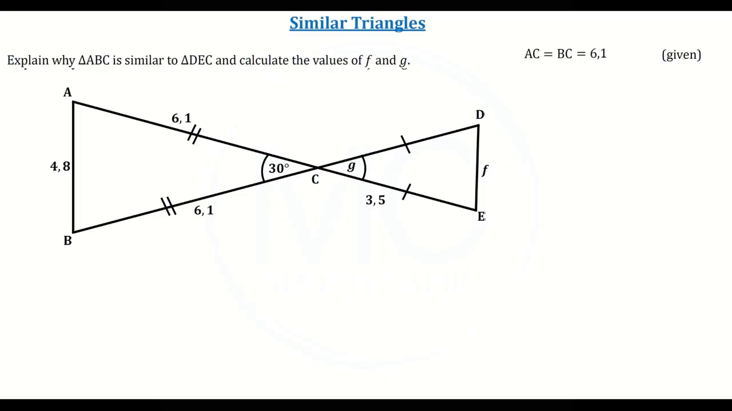In triangle CDE, there's a small line over here on side CD and on side CE, which means that these two sides are both 3.5 units long.